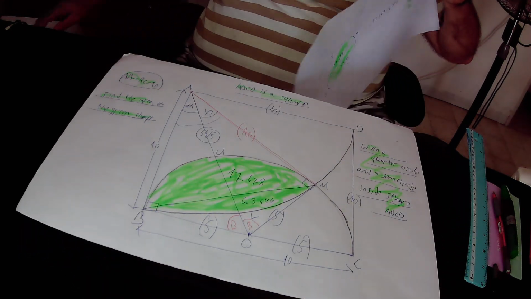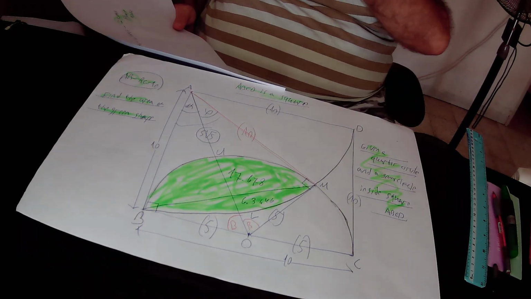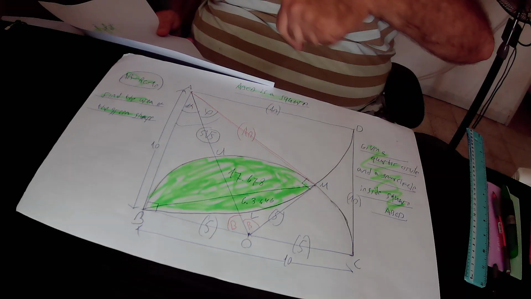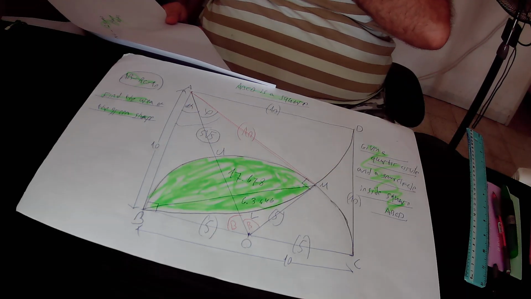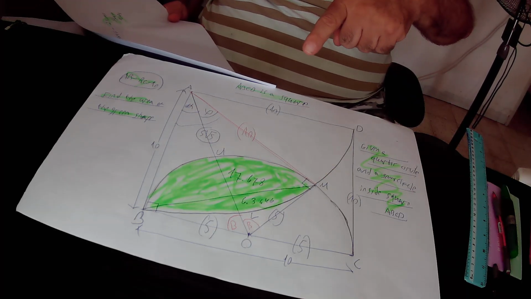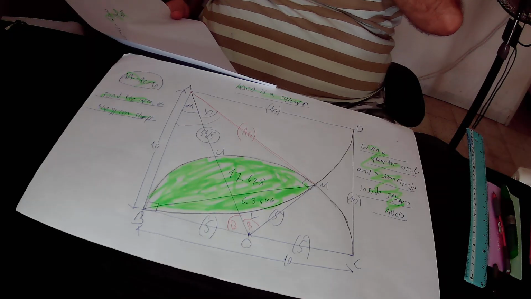So the answer to the question is that the area that we are looking for in this question, that is the area of this green shape, equals 24.042 square meters in size.